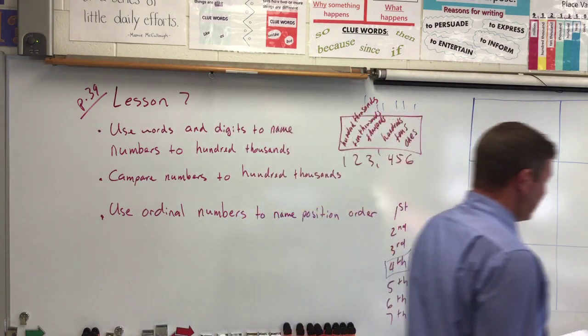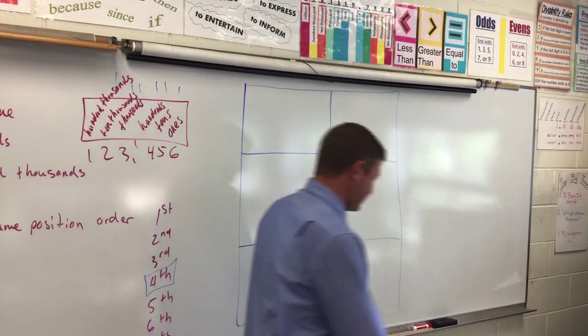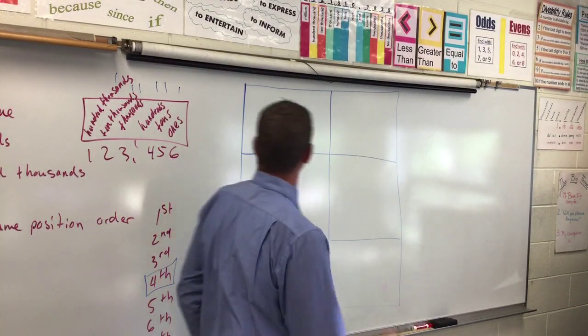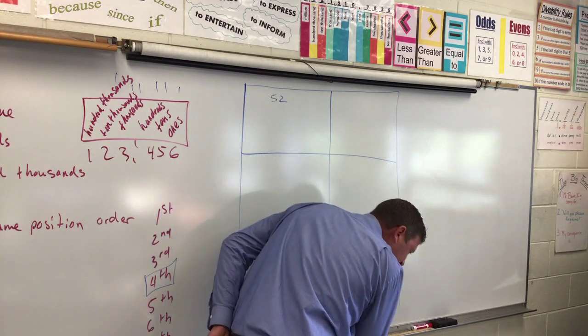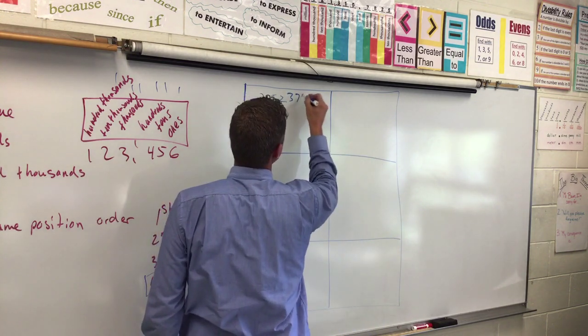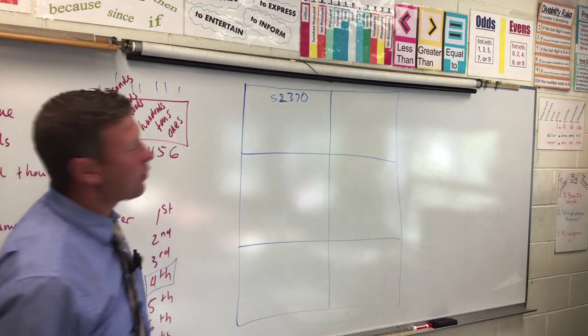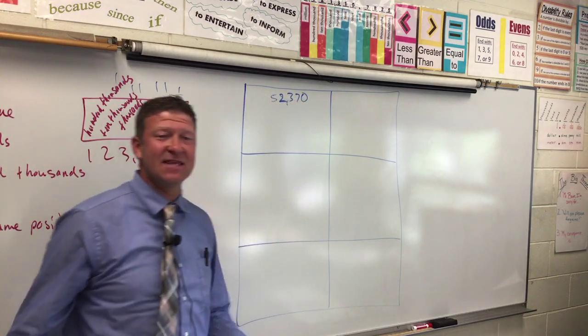Okay, well, let's take a look at our examples here. Today, we want to divide our paper into sixths again. And example 1 says, use words to name, and then they got all these numbers. 5, 2, 3, 7, 0. Let's count them together. 1, 2, 3, comma. Now remember, that comma says thousands.